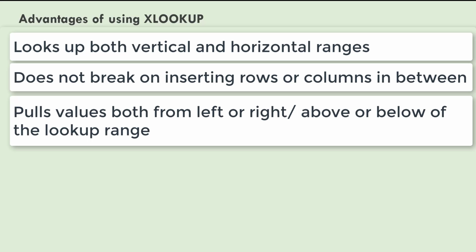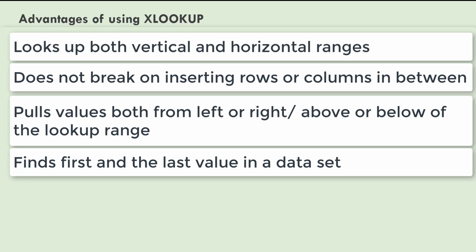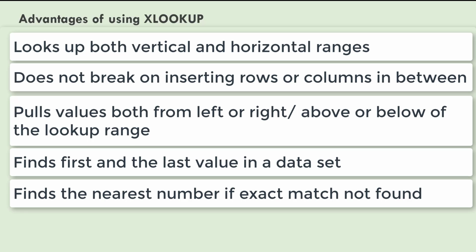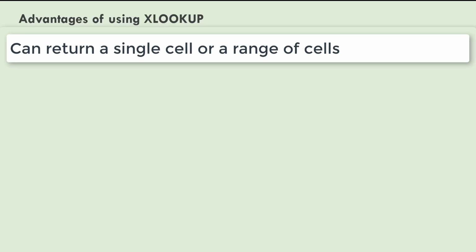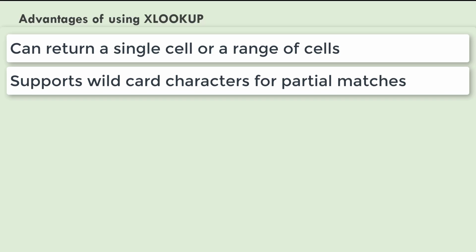It helps you find the first as well as the last occurrence of the value. It does an exact match by default, but can also find the nearest number if the exact match is not found. It also helps in error handling in case the lookup value is not present in the data source. So there is a feature which helps us handle the errors. It can return a range of cells or a single cell, as was done by the INDEX function, and it also supports wildcards for partial matches.